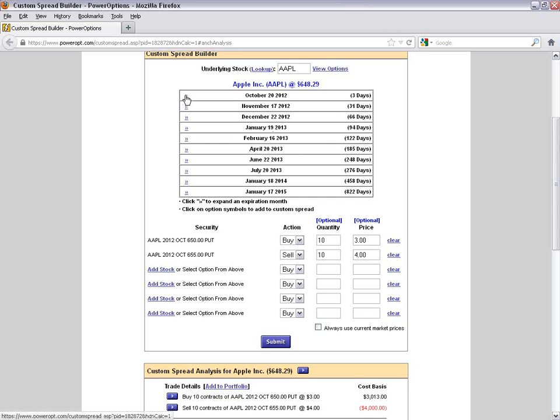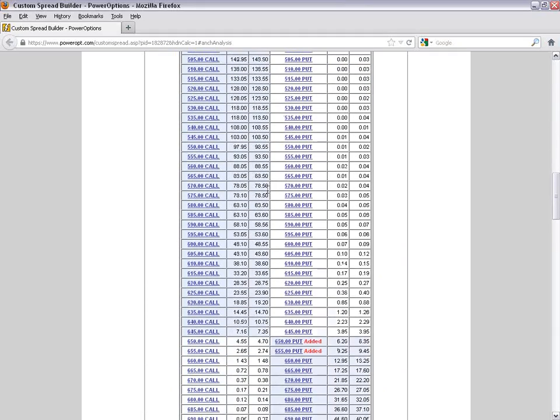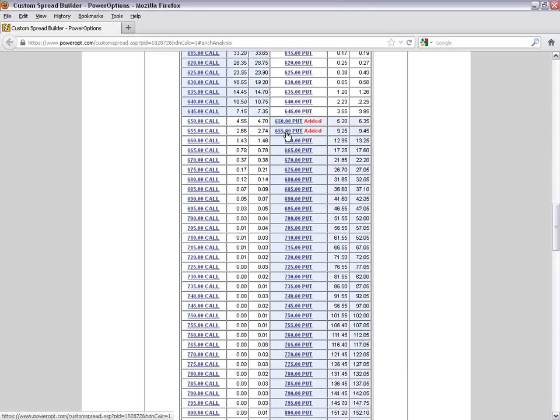So I'm going to select the October series. This pulls up all the strike prices. And here's that 655 put and the 650 put. You see in red it's already added. Well, I'm going to click on each one again just one time. I'm going to click on the 655 put and the 650 for October.